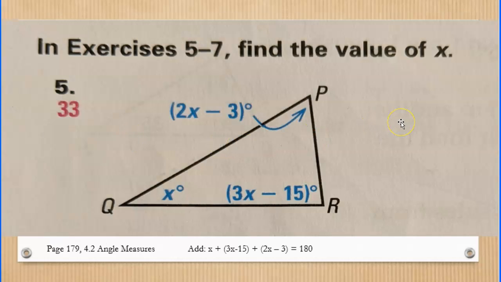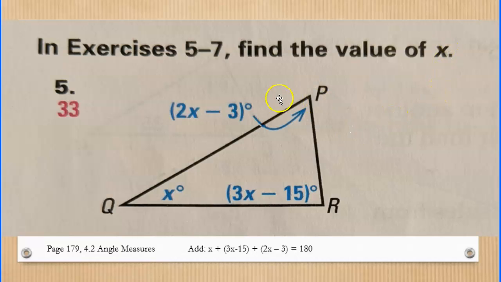All right, the next one, see this is 5. The previous ones that we did were 1 through 4, so don't let all of that confuse you. In the next 3 slides, I'm going to be solving 5 to 7, and it wants to know the value of x. Make sure you read the instructions carefully to know what they want you to do. We want to find x.